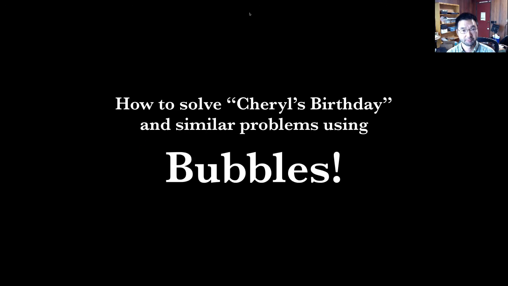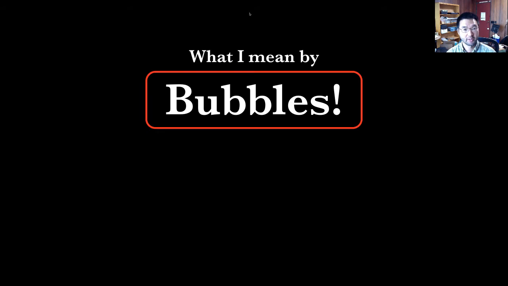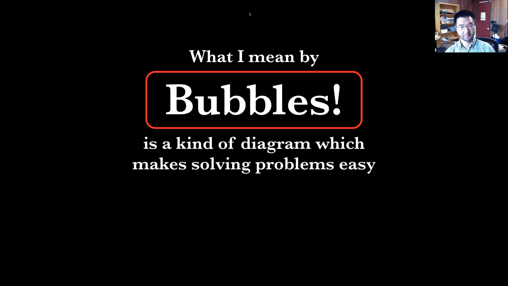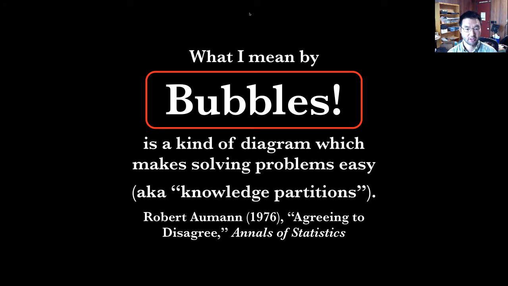using bubbles. Okay, what do I mean by bubbles? Well, it's just a kind of diagram which makes solving these problems much easier. They're also called knowledge partitions, and the idea is usually attributed to Robert Aumann.